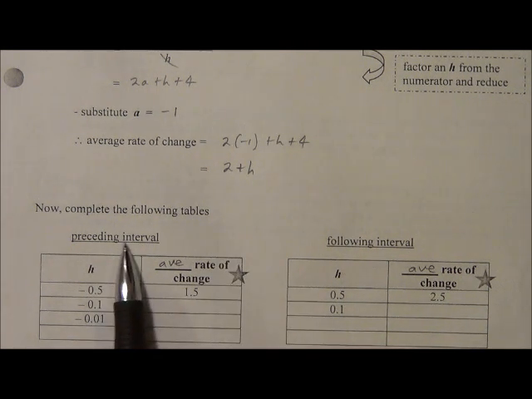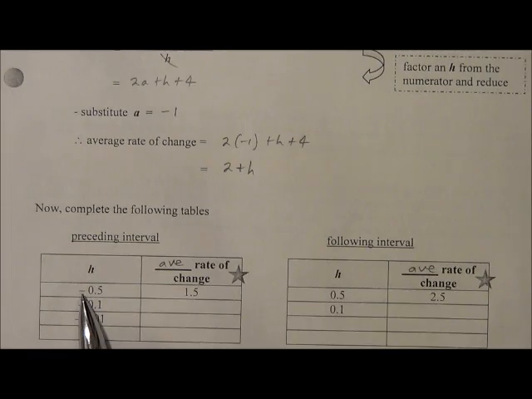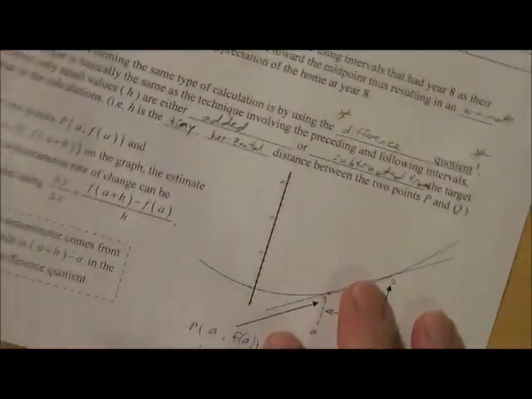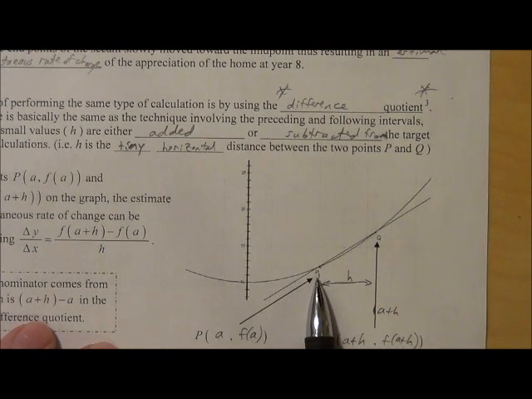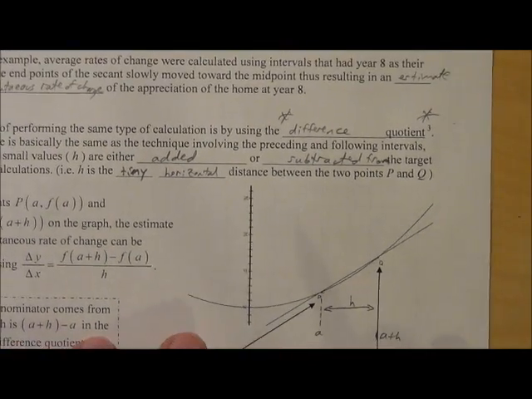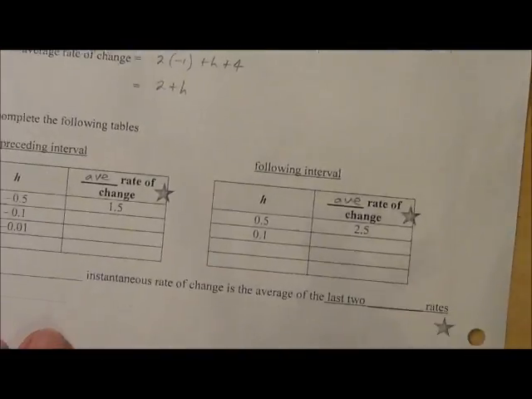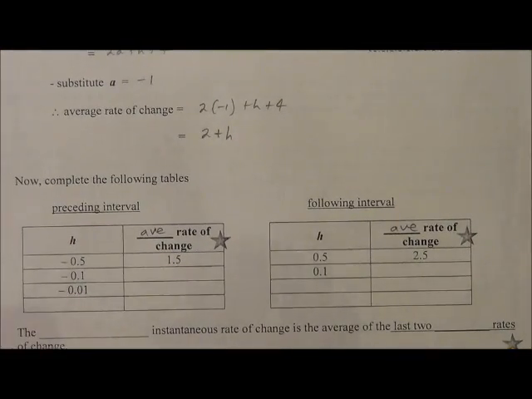So first, for the preceding interval, h is going to be negative because it's going to be on the left side of that point. So if I were to look back here, if h were negative, it's going to be over here to the left of our key point that we're looking at with a. And for the following interval, it's going to be a positive value of h, to the right side of that value of a. Okay, so now what we're going to do is just sub those in.